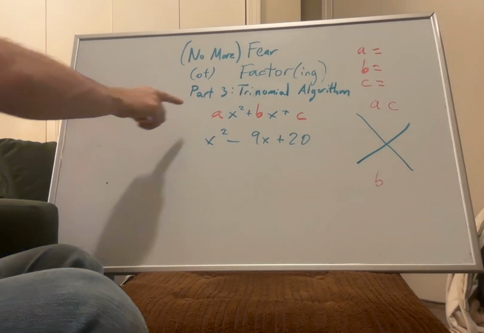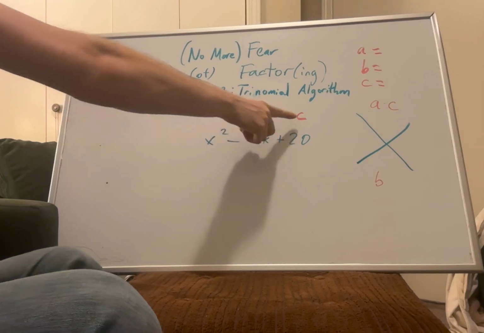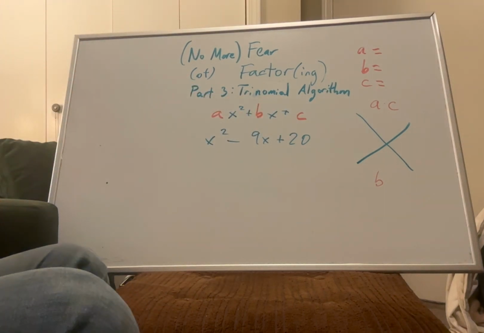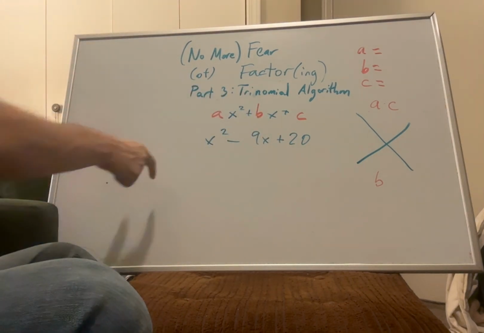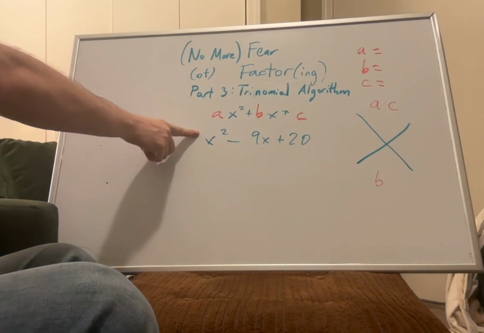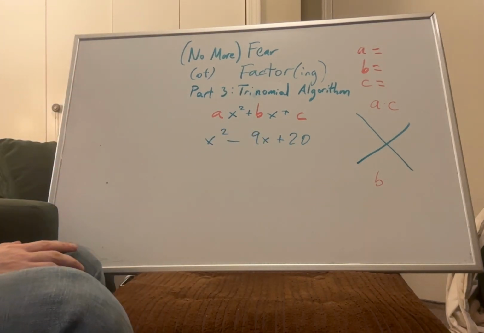Right, so first, what do I mean by this setup? Well, what I mean is that A, B, and C are not in fact going to be variables, but rather they're going to be numbers in these spots. So we'll walk through an example, right? Let's look at this polynomial here, right? X squared minus 9x plus 20.